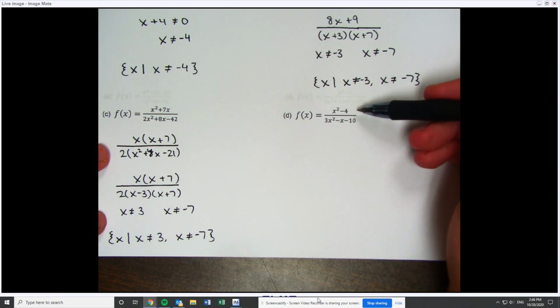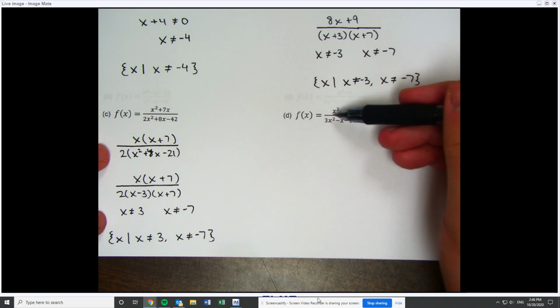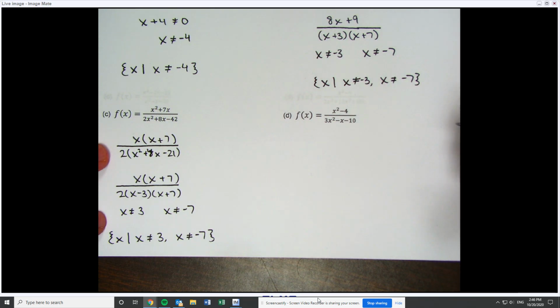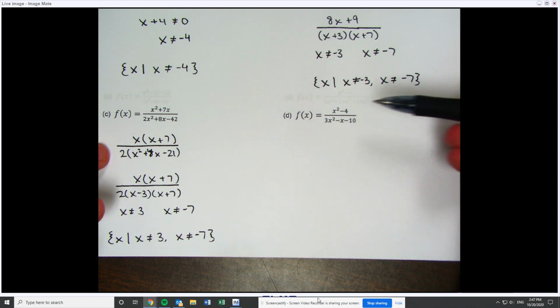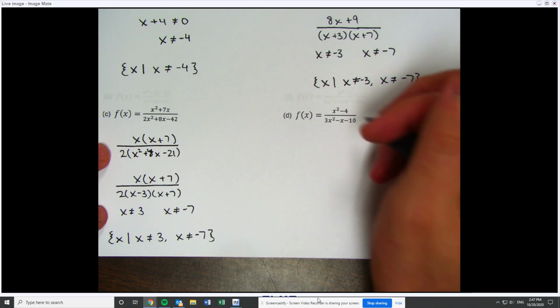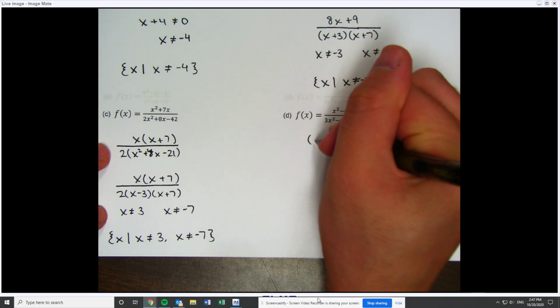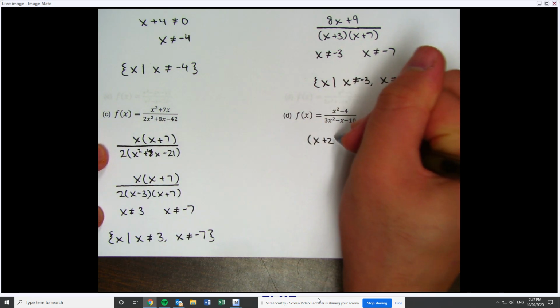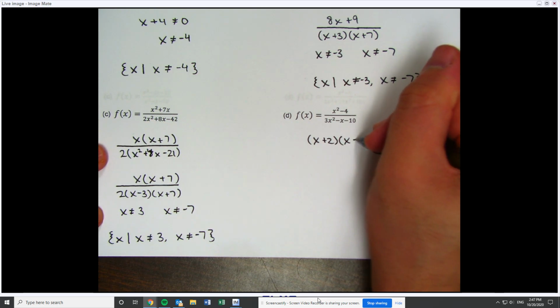Up here, I can factor that. This is a difference of squares. So the difference of squares, we know that's going to be equal to x minus a times x plus a. Or if remembering the difference of squares doesn't work well for you, remember, you can do the ABC method on this. The only thing you've got to remember is your b is 0, because that's the term that's missing in the middle. So I know I can factor this one. That's going to be x plus 2, x minus 2.